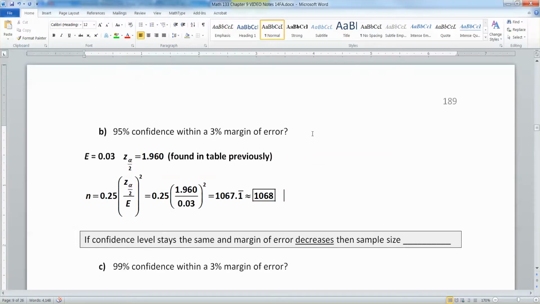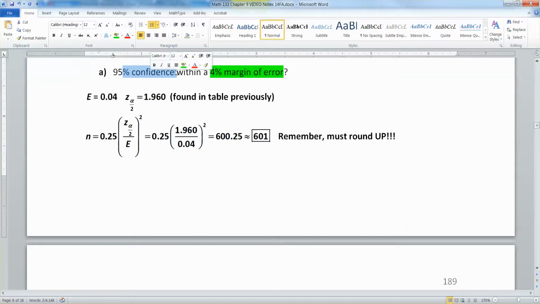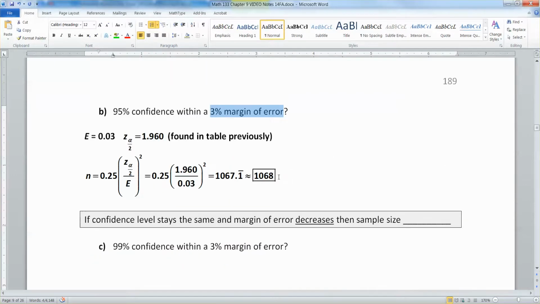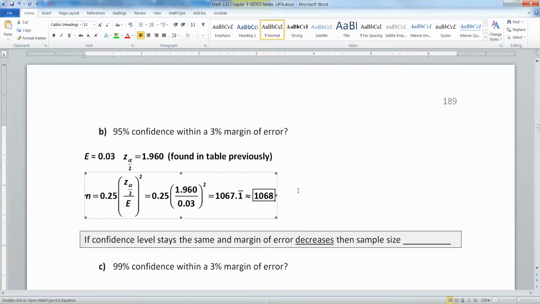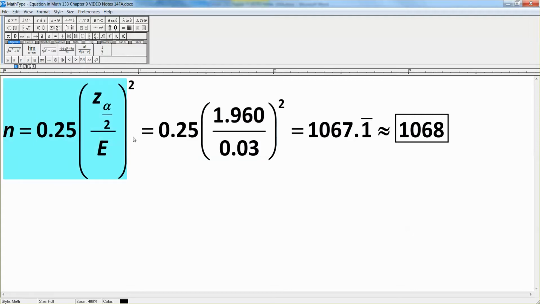All right, now what are we noticing here? How do these two problems relate to each other? They stayed the same confidence level, but the margin of error went down to 3% from 4%. And when that happened, the size of my sample increased, right? It went up. That makes a certain amount of sense. Error is in the denominator, if you look at it. So if it goes down, the overall number will go up. They're inversely related to each other. When error goes down, n goes up.